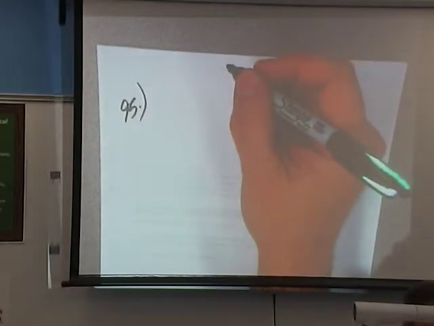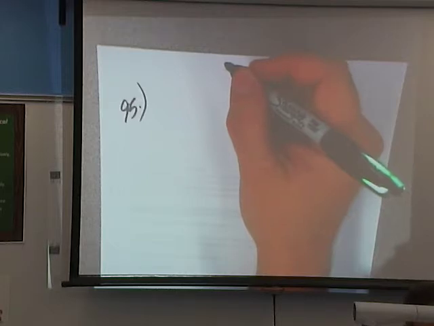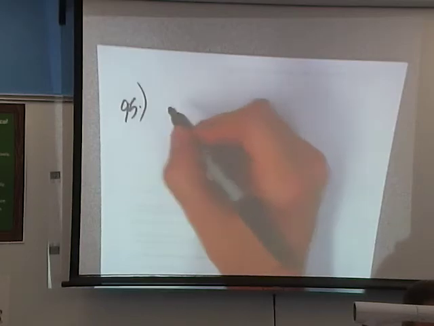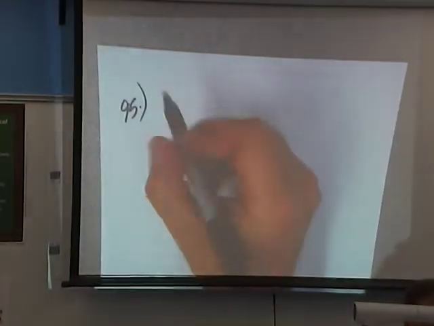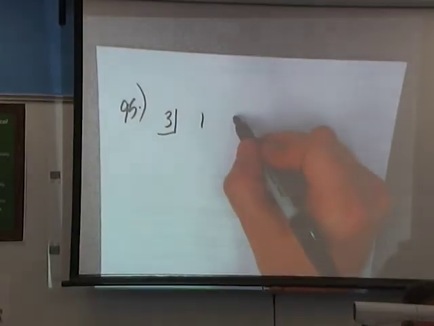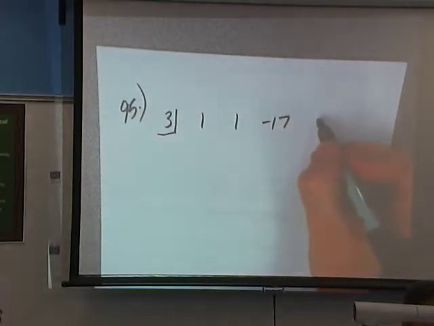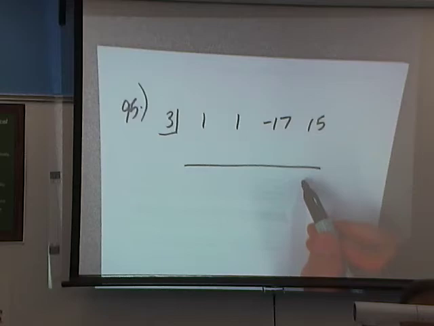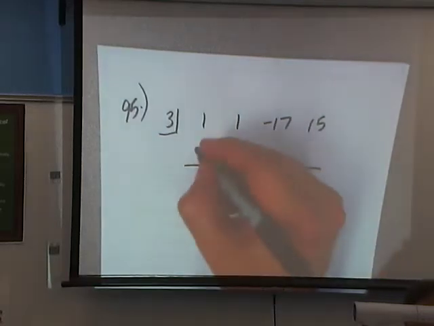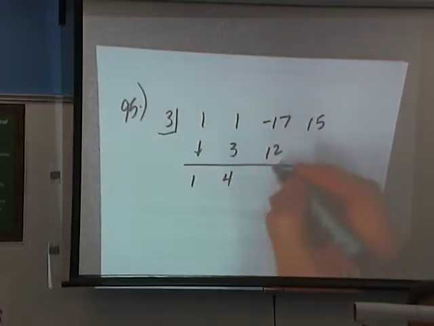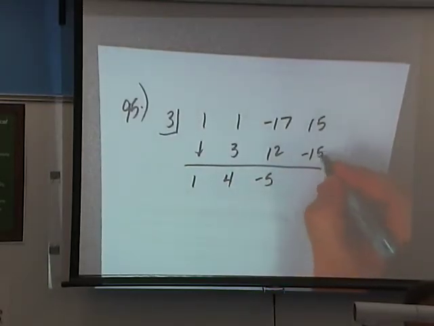Given that x minus 3 is a factor of that cubic, what are the other factors? So what do we got to do? Do synthetic division. What goes in the box? Plus 3. 3, 1, 1, negative 17, and 15. What should I get here when we're done? 0. You better get 0, if not you did it wrong. Alright, so 1, 3, 4, 12, negative 5, negative 15, 0.